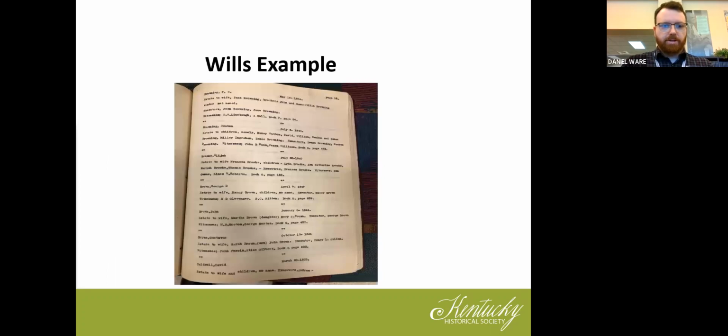And here's an example of a will. Basically, they're leaving an estate to their wife and brother, and then they had a couple of brothers and a sister, and the sister was not named. And then they have the executors and witnesses, and potentially those could be relatives as well when you're looking at wills.